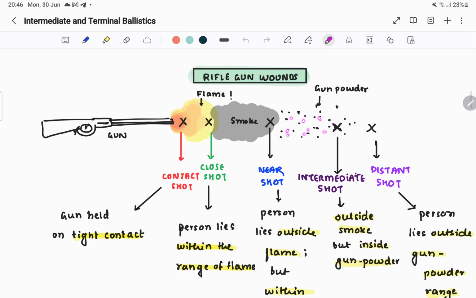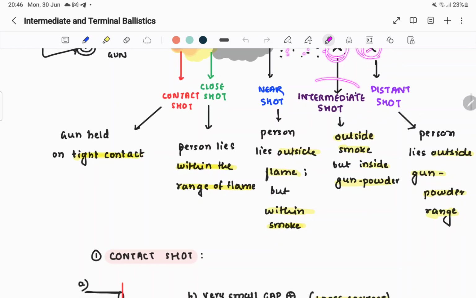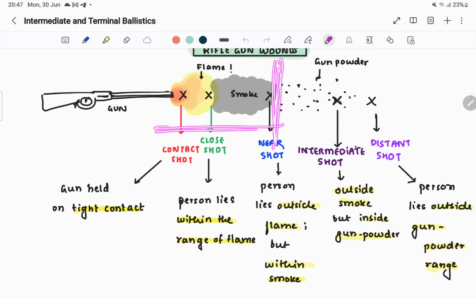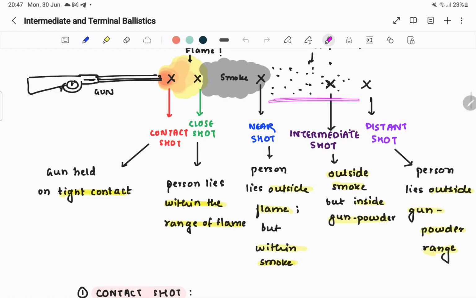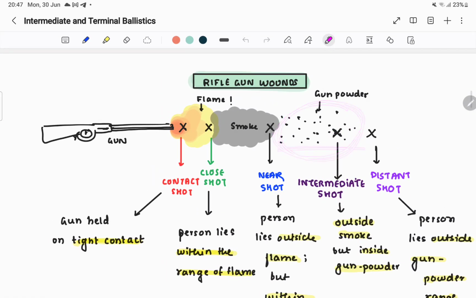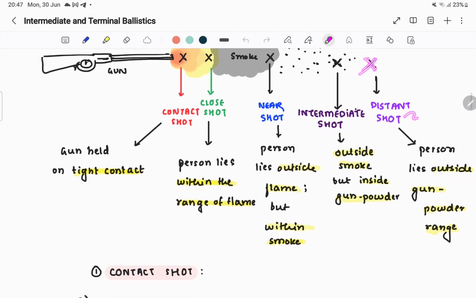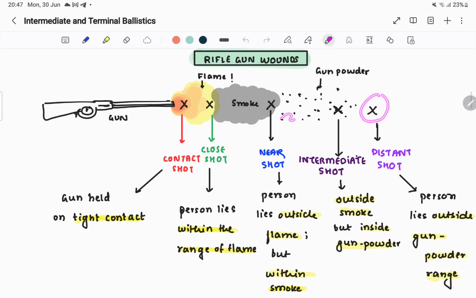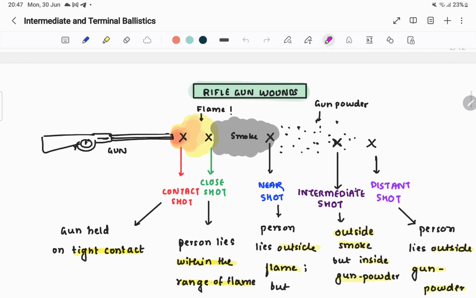And up to here only, gunpowder traverses, that is 60 to 90 centimeter. So this here is the intermediate shot. Intermediate shot means the person is outside the smoke range but inside the gunpowder range. And this is the distant shot, where the person lies outside the gunpowder also. So the person suffers not much. Some gunpowder particles may strike, and the wound is somewhat irregular, right? So this is a distant shot, outside the gunpowder range.